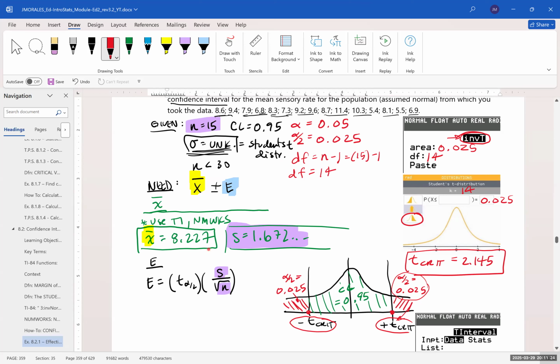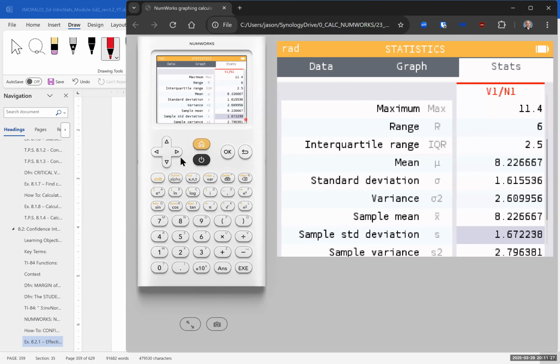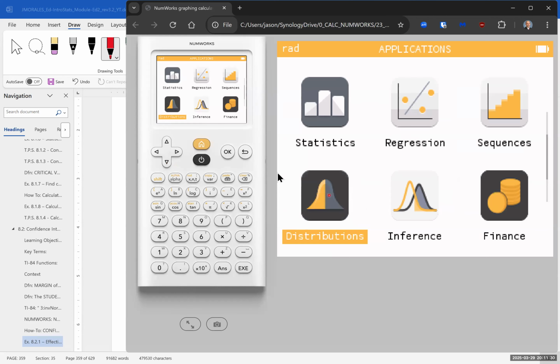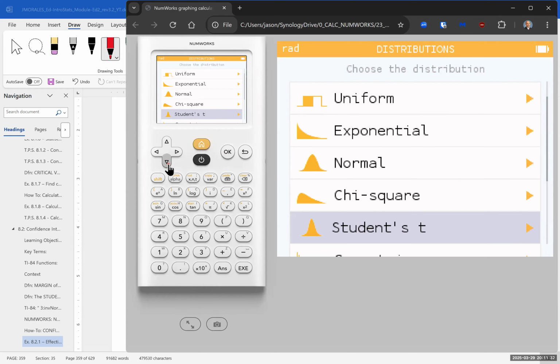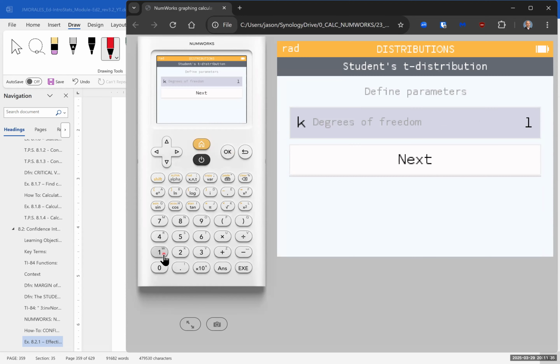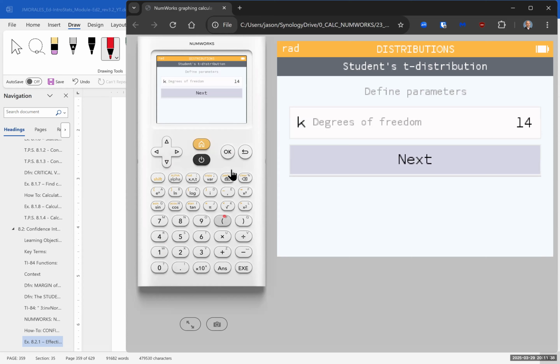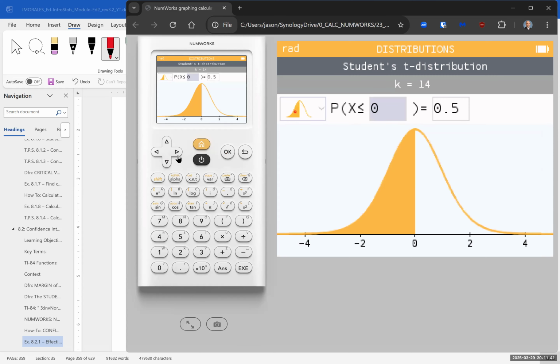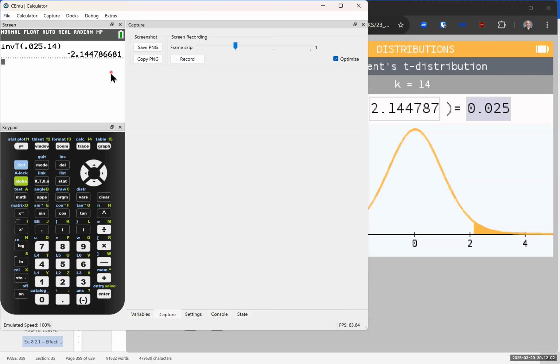But on the NumWorks, let's do that there too. So I'll go to home and we want to go to the distributions app, go down to Student's t. We want 14 degrees of freedom. Area to the right, want the third option. And we want an area of 0.025. So it just gives us a positive value, but this looks about right. So 2.145, that's what we got with the Texas Instruments calculator. Same value there.